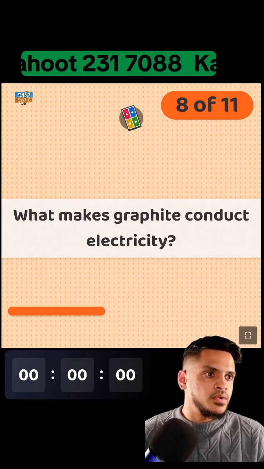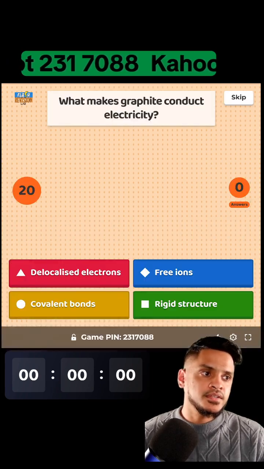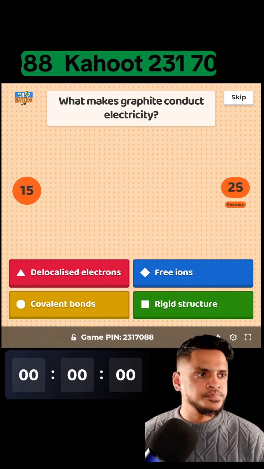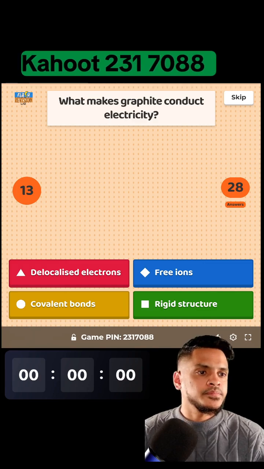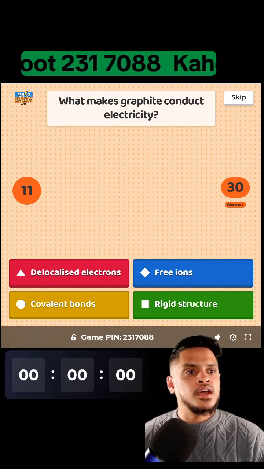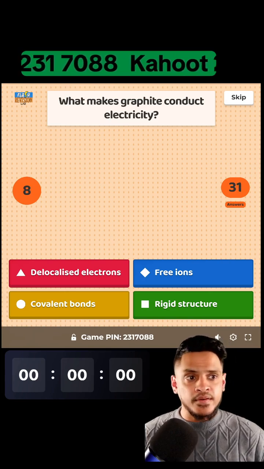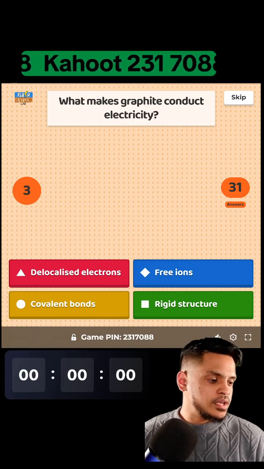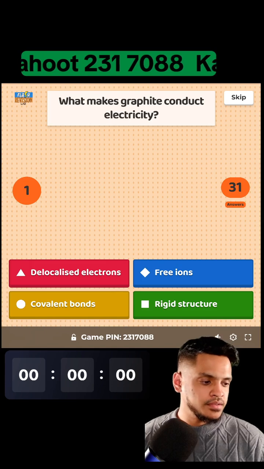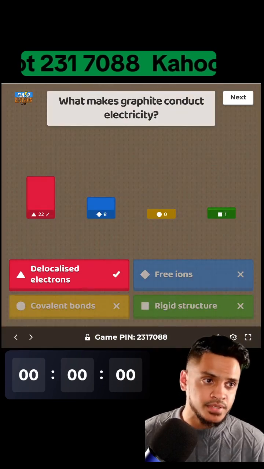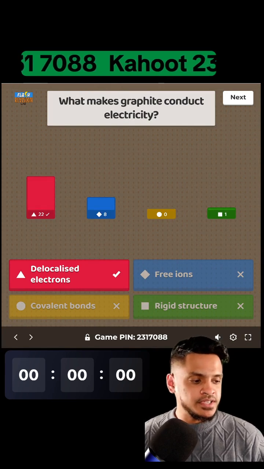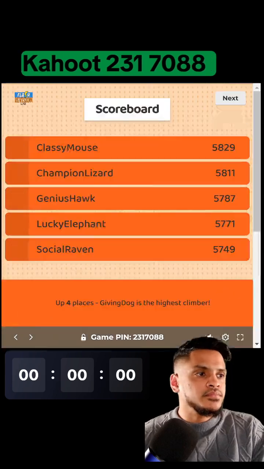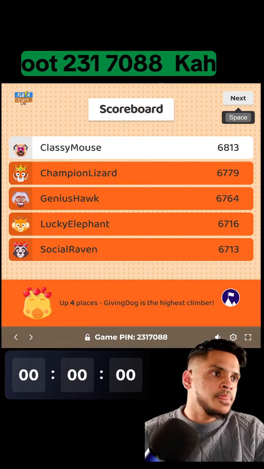Next. What makes graphite conduct electricity? Hoping this is another quick one as well. There's two things that allow something to conduct electricity, but graphite has only one of them. The chat are saying it's A, delocalized electrons. Sometimes the chat's right, sometimes the chat is wrong. This time they're right. Well done, chat. Delocalized electrons. On to the next one.